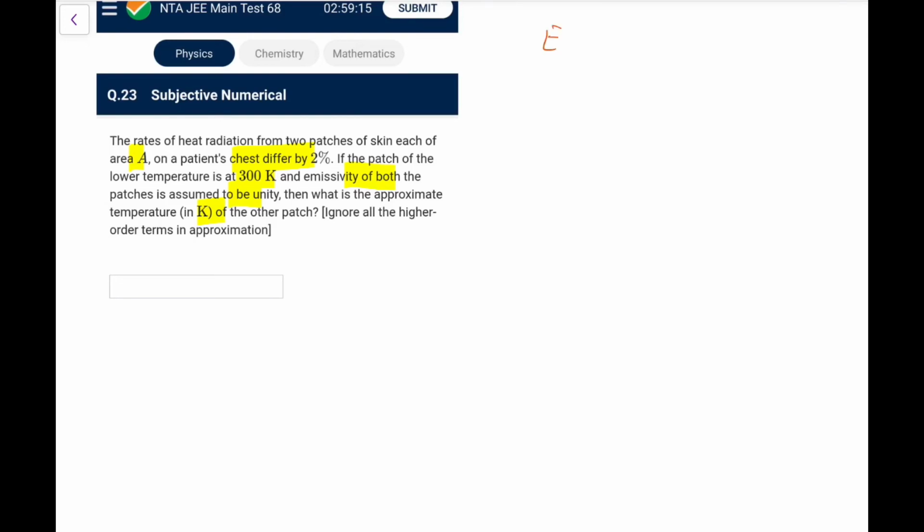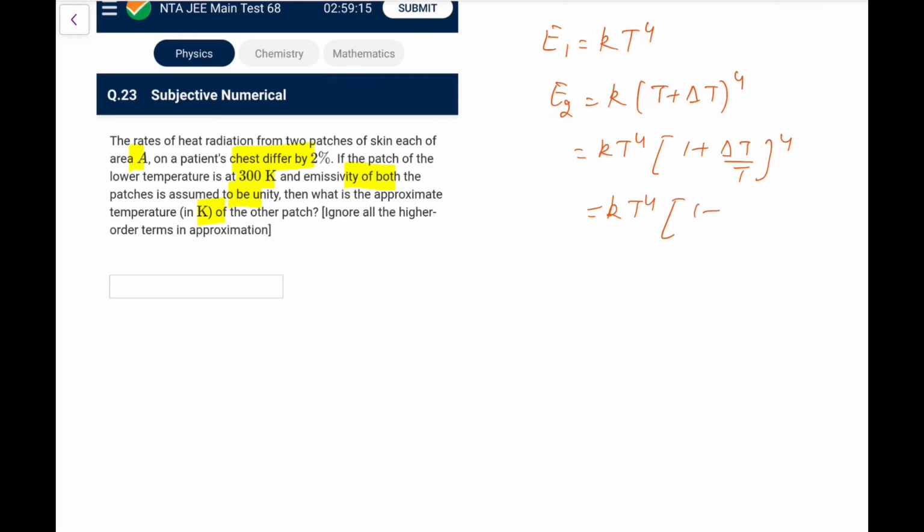So the first one, let's say, would be some k times T to the power 4, I can directly write, and for the second it would be k times (T plus a very small change delta T) to the power 4. Because we have to neglect the higher order terms, apply the binomial, it will become kT to the power 4 times (1 plus delta T by T) to the power 4, and you can directly write (1 plus x) to the power n as 1 plus nx, and the difference is 2%. So I can say E2 is 1.02 times E1. So kT to the power 4 times (1 plus 4 delta T by T) comes out as kT to the power 4 into 1.02.